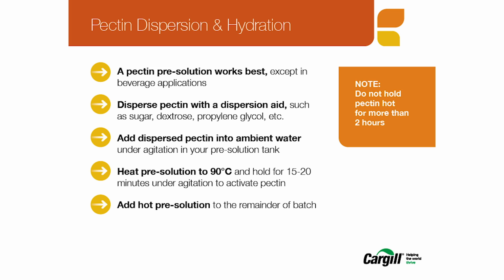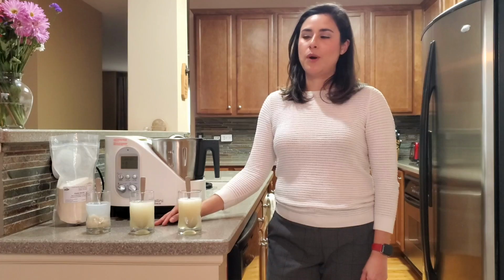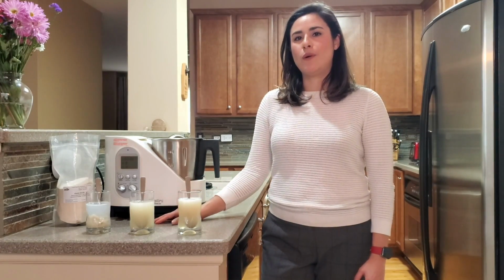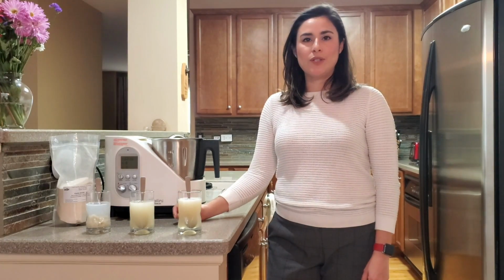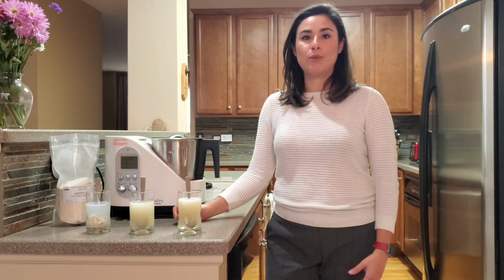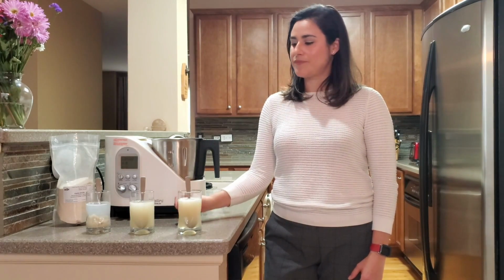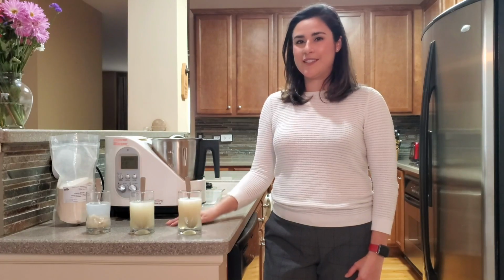Then we added the dispersed pectin into ambient temperature water under agitation to the pre-solution tank. We heated the pre-solution to 90 Celsius and held it for 15 to 20 minutes under constant agitation to activate and solubilize the pectin. And then we add this hot pre-solution to the rest of our batch. It is also recommended not to hold this pectin pre-solution hot for more than 2 hours, as pectin is going to start degrading and we will lose its gel functionality. So this is the pectin dispersion demo.